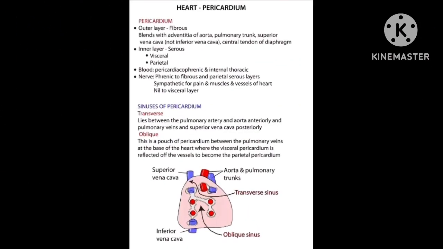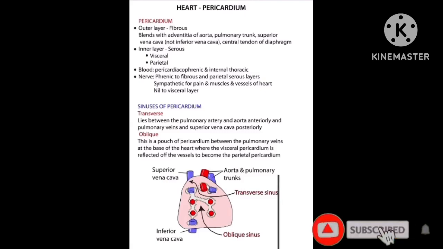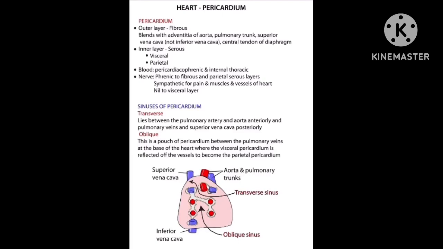Let's now look at the pericardium, which holds and protects the heart, but also provides enough potential space for filling and emptying of the chambers. The outer layer of the pericardium is the tough, fibrous pericardium, which blends with the adventitia of the aorta, the pulmonary trunk, and the superior vena cava above, and the central tendon of the diaphragm below.